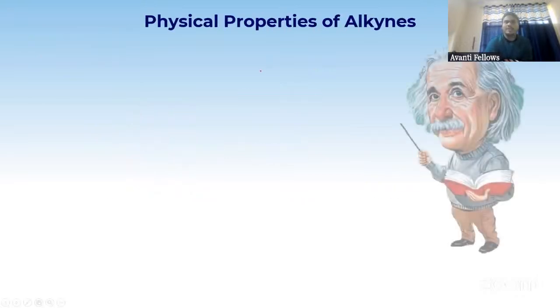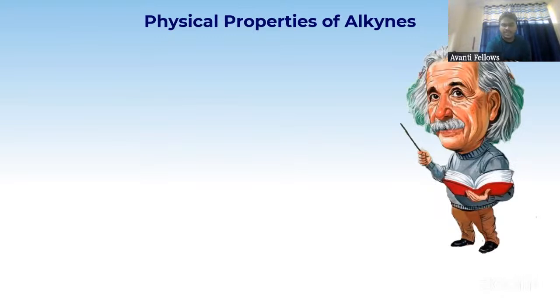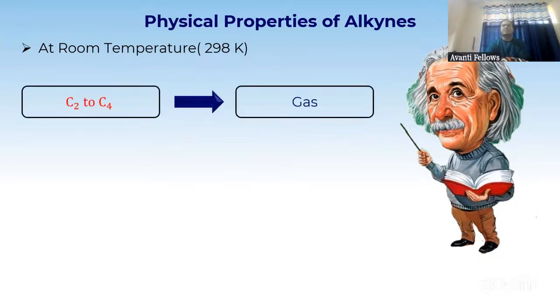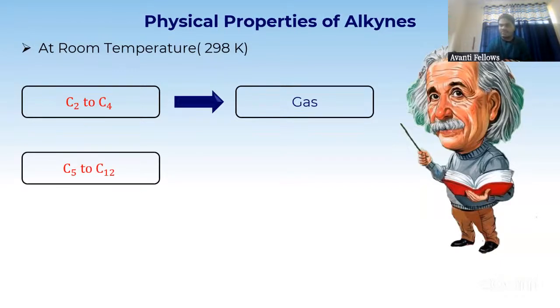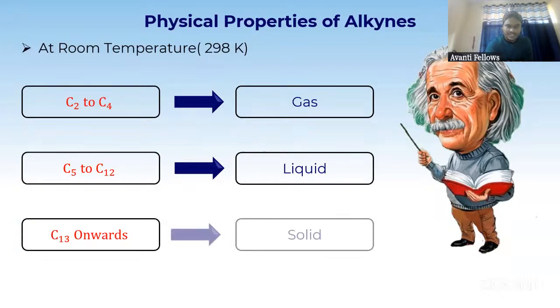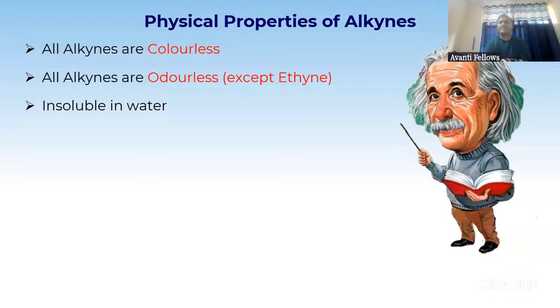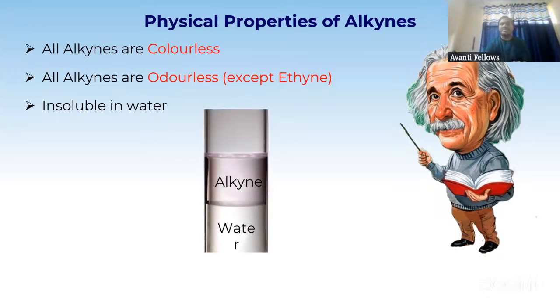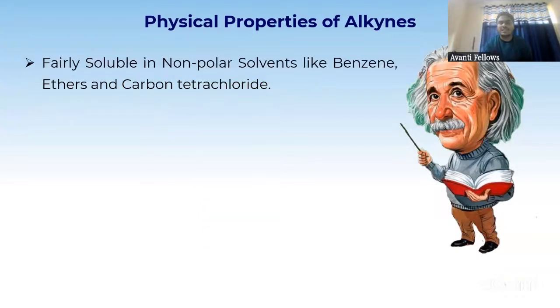Now, what are the physical properties of alkynes, right? So let's see some physical properties of alkyne, just as we see in case of alkane and alkene, it is similar to this. So at room temperature 298 Kelvin, we can say that C2 to C4 are gaseous, because for alkyne, minimum number of carbon must be 2, then only alkyne exists. So C2 to C4 are gas, C5 to C12 are liquid, and above C13 they are all called solids. Now all alkynes are colorless, यानी जितने भी alkynes होते हैं वो colorless होते हैं. All alkynes are odorless except ethyne. They are insoluble in water as well, just like alkenes. Now they are fairly soluble in non-polar solvents like benzene, ethers, and carbon tetrachloride.